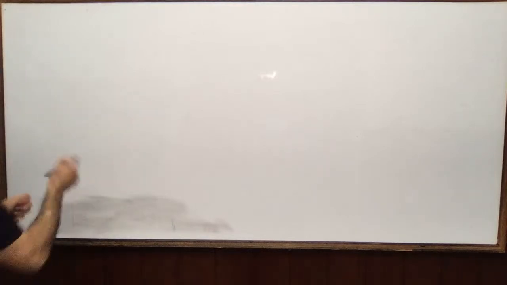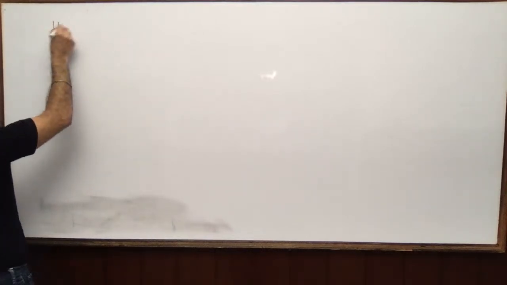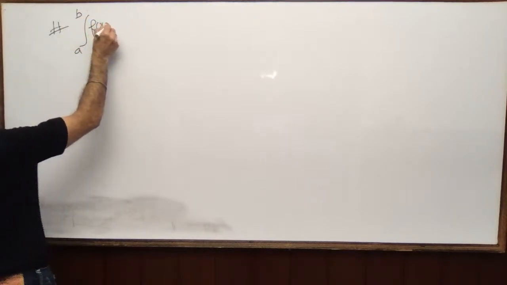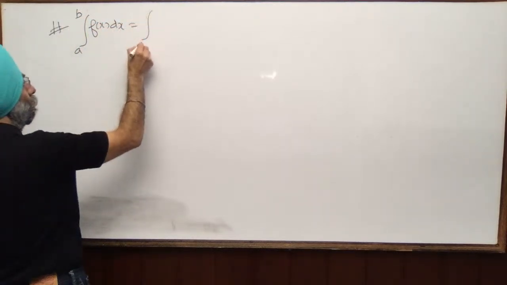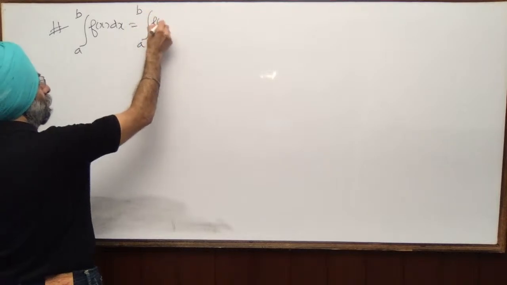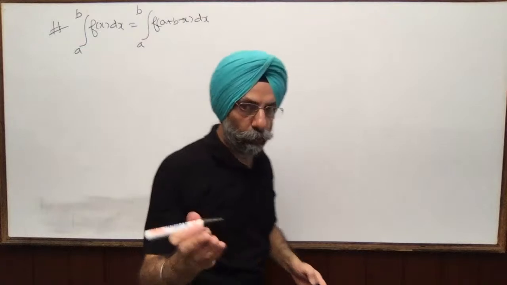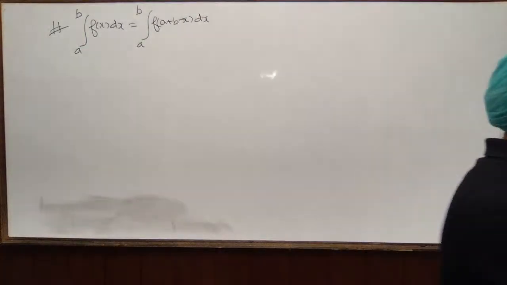Now next property is integral a to b f(x) dx is equal to integral a to b f of a plus b minus x dx. Note this first, son, then I will prove it.